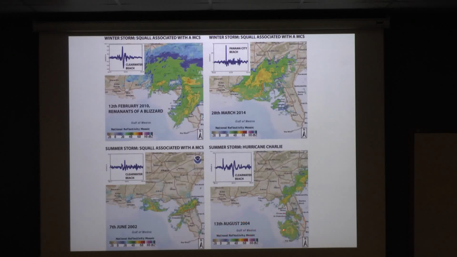This was August 2004, and that produced one peak, one initial meteotsunami with a wave height of 0.30 centimeters, and then a secondary peak that was observed after the landfall.